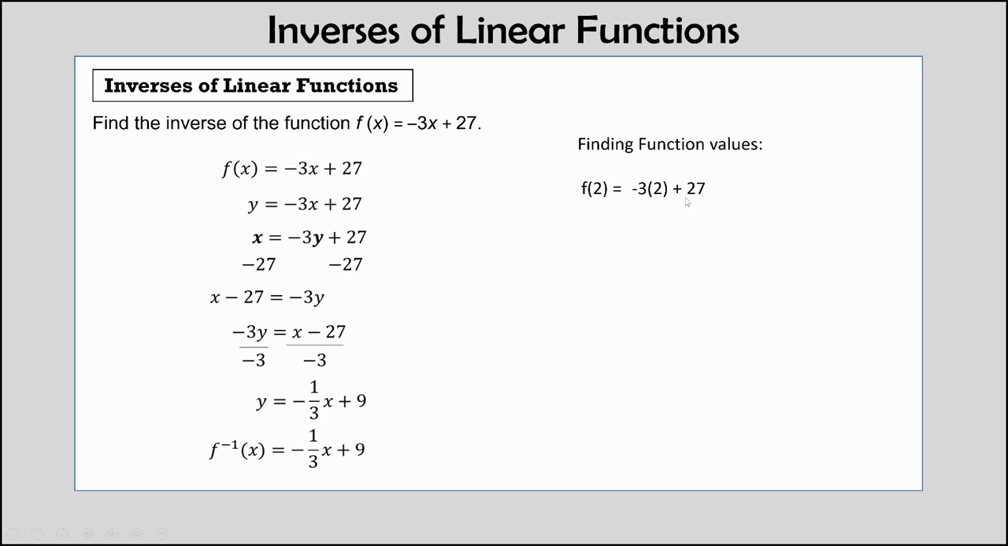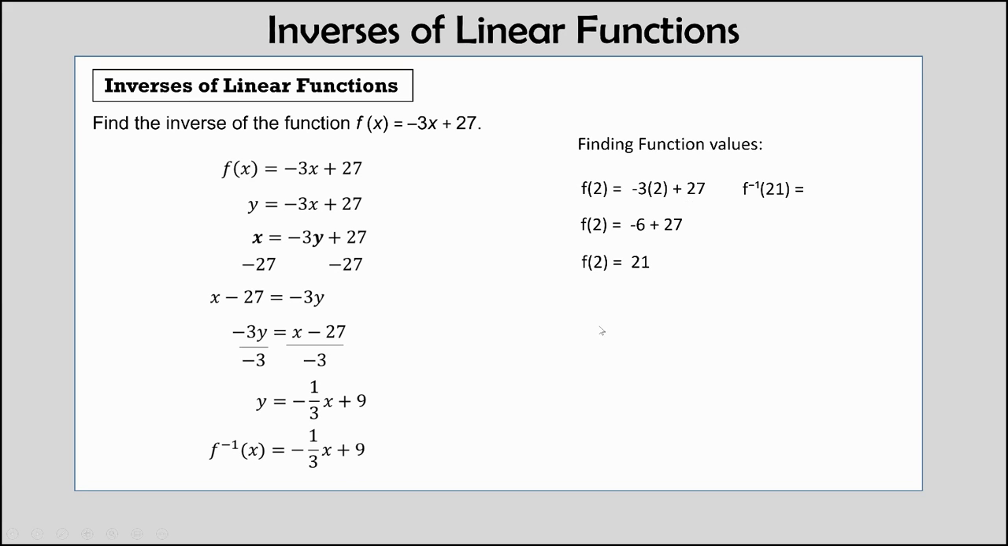So that's -3 times 2 plus 27. That's -6 plus 27. That's 21. So in my f function, an input of 2 gives me an output of 21. So what should happen is if I take my f inverse function and I input 21, I should get an answer of 2 because it undoes that. So what's f inverse of 21?